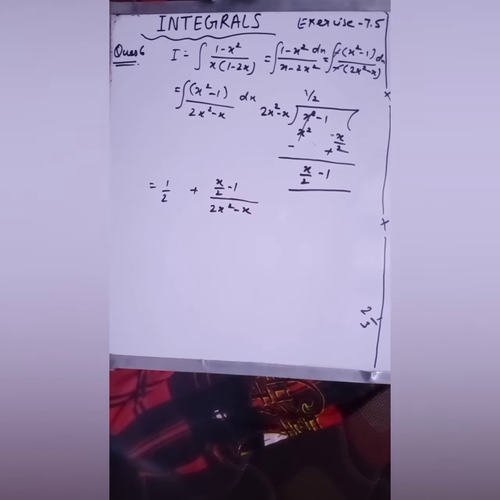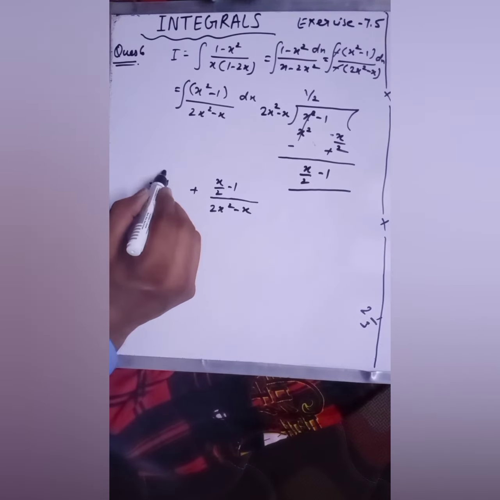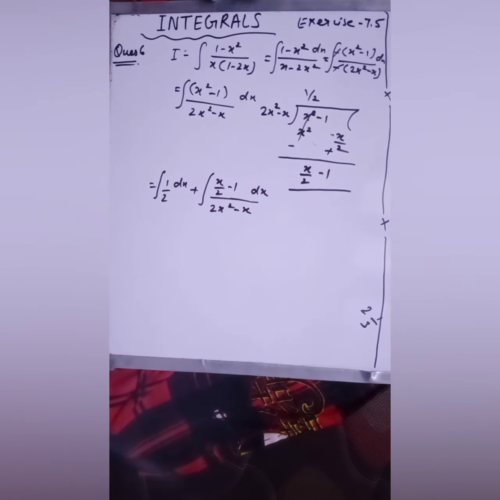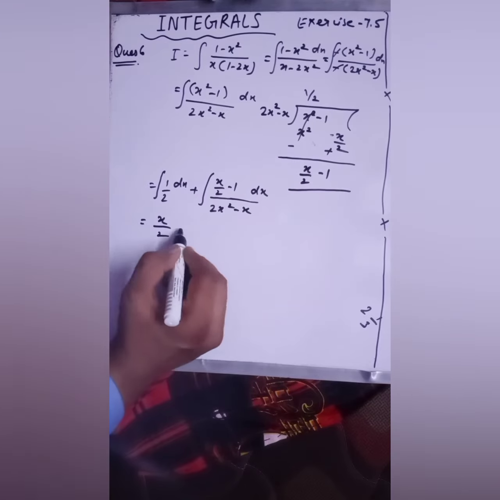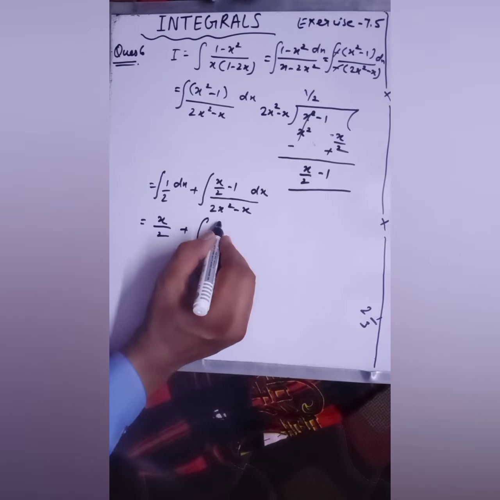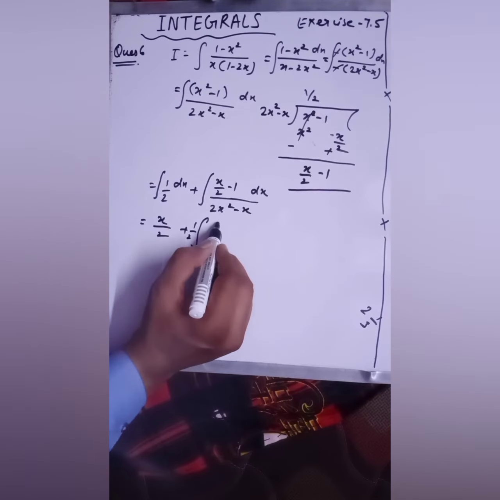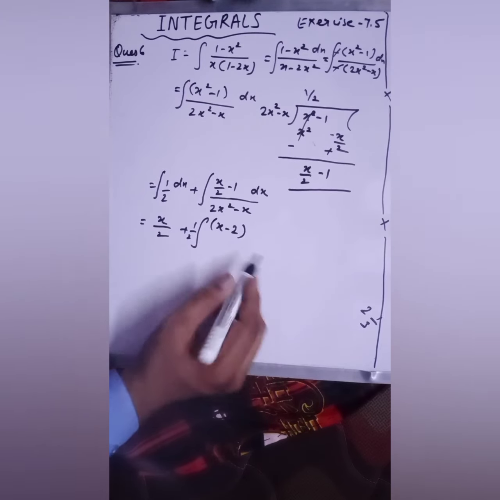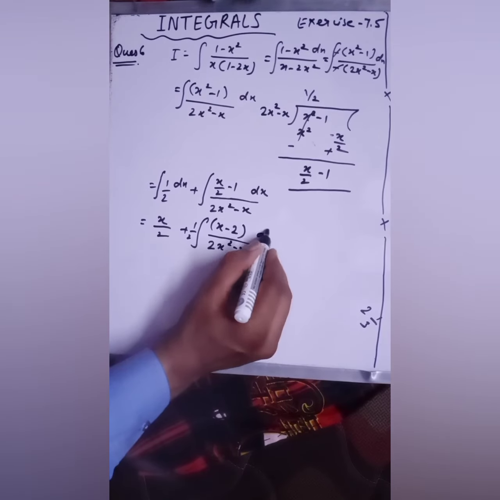Okay, so I am breaking this into this. So side by side I am writing the integration sign with it. Okay, so you can find out the integration of this, that is dx. So here you will get x by 2 only. And in the next step, if I take minus half as common, here you will get this over 2x square minus x into dx.